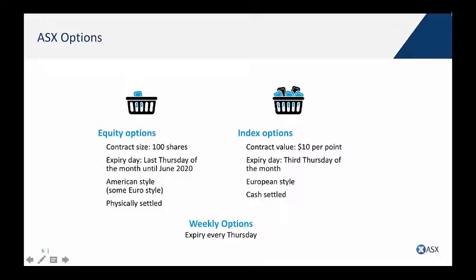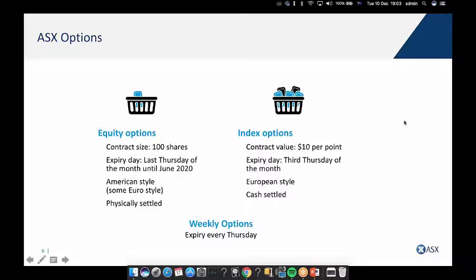So just to recap, options. When we're thinking about options over shares or equity options, they're a contract size of 100 shares per contract. They expire on the last Thursday of the month, but very importantly, that's only up until June of next year. After that point in time, it will be the third Thursday of the month, and I'm sure you can see that already in the game. If you wanted to select longer dated, you can see a different expiry date rather than the last Thursday of the month. Equity options have two different styles, American style and European style.